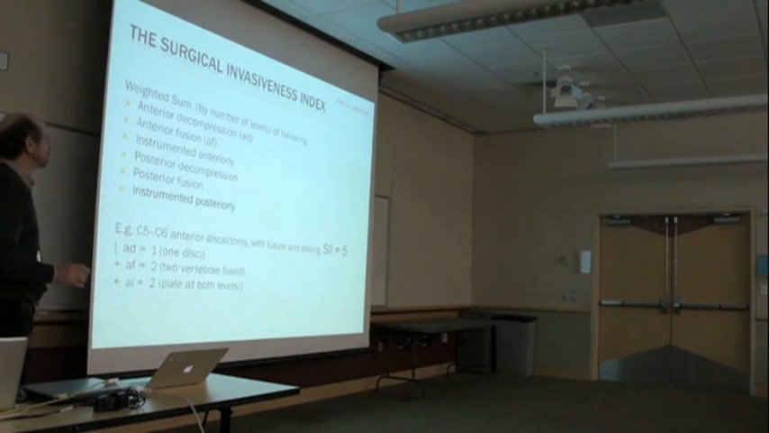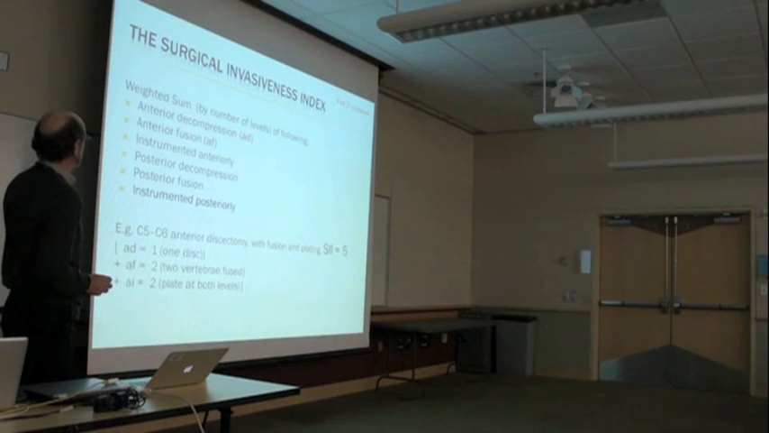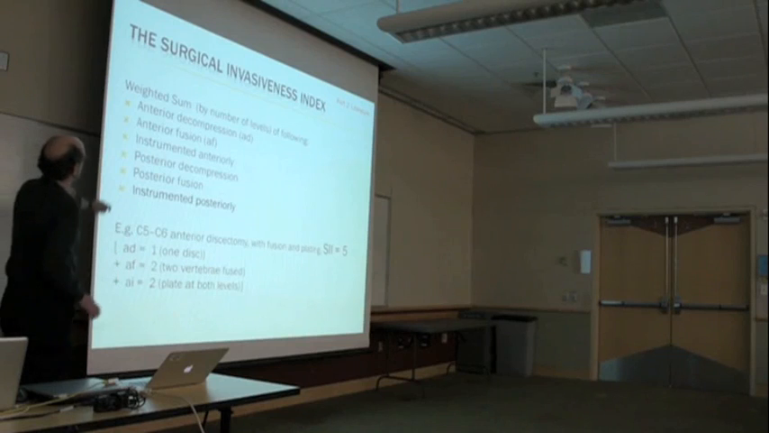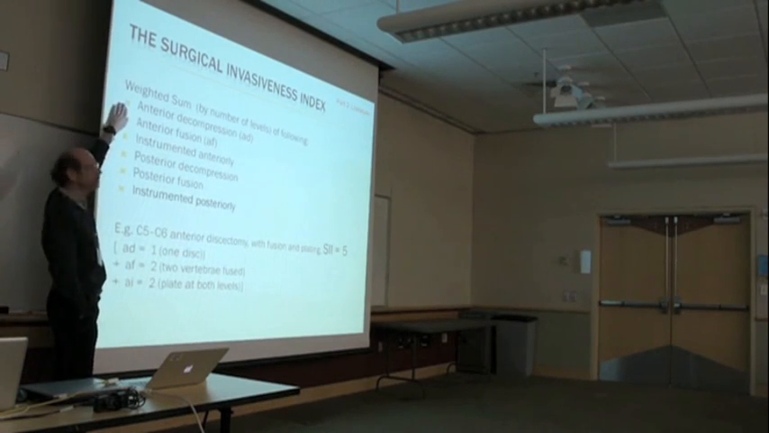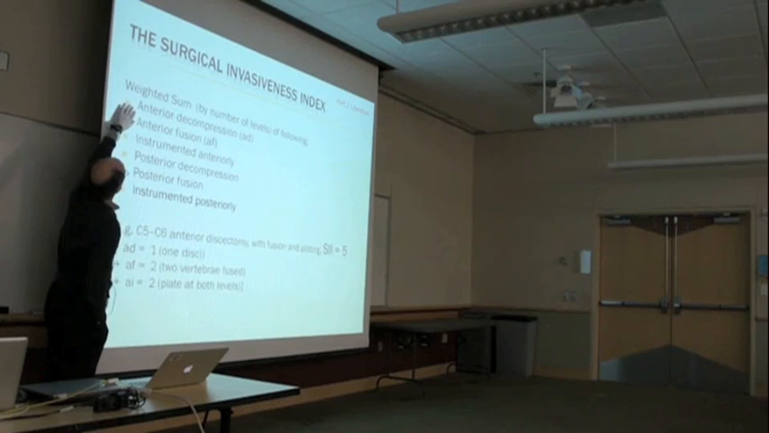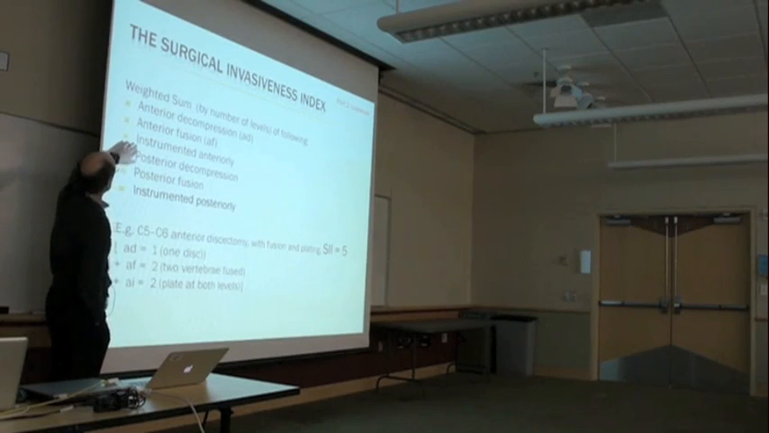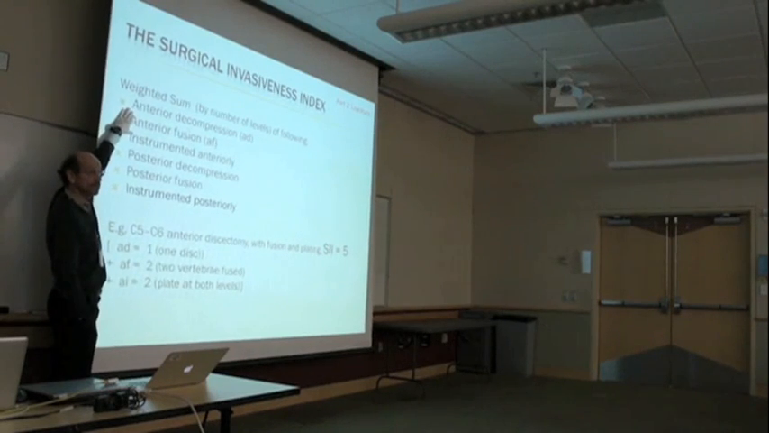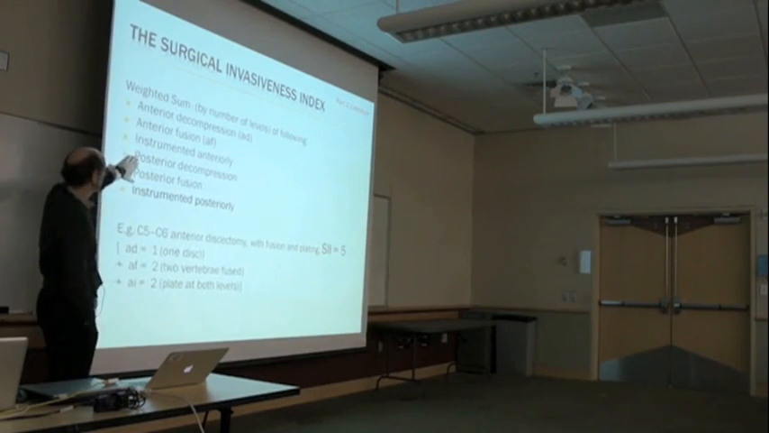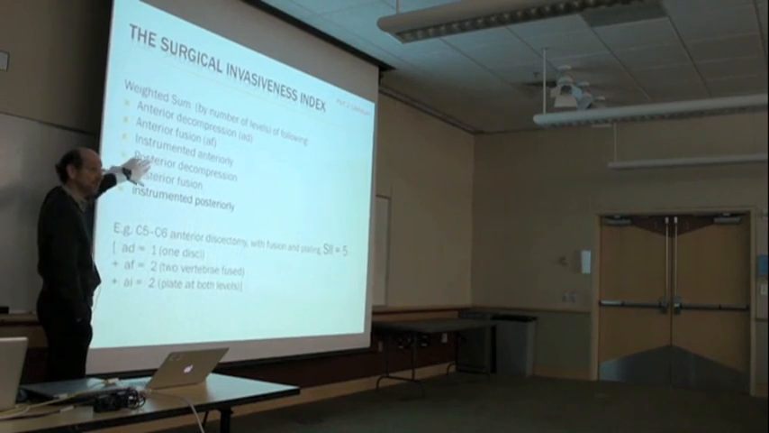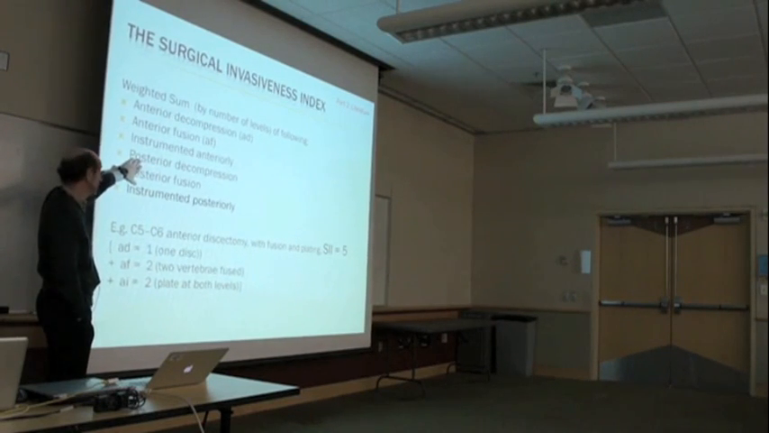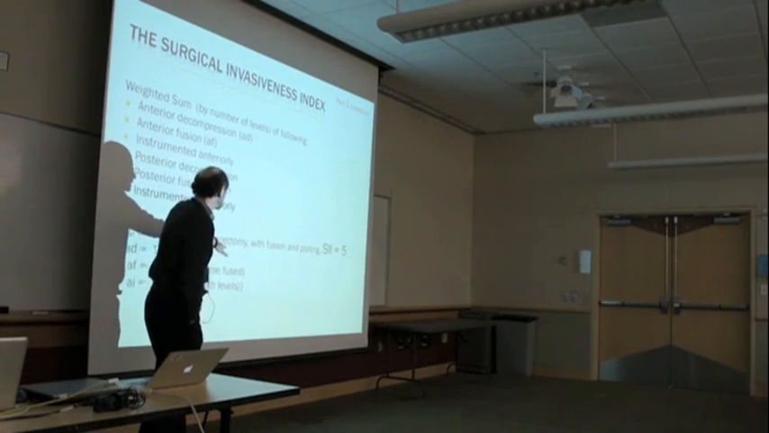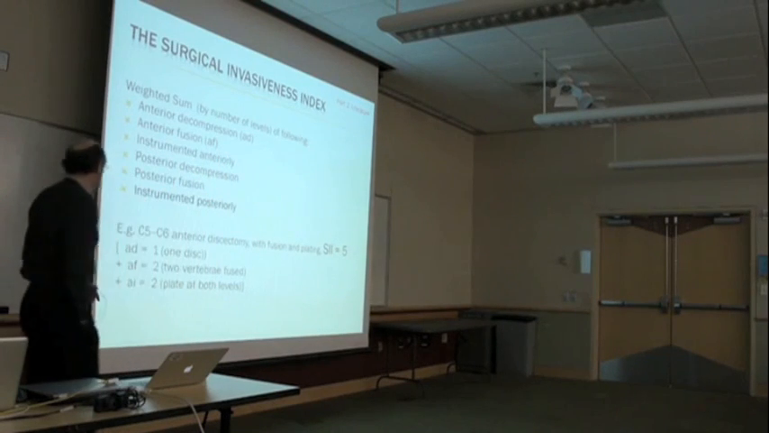One of the key tools used was the surgical invasiveness index, and this is a weighted sum of the complexity of the procedure. So the weighting is the number of levels at which anterior decompression, anterior fusion, and anterior instrumentation was done. So if you did each one of those at 2 levels, you'd get 6 points. And then similarly for posteriorly, if you did each one of those at 2 levels, you get another 6 points, and you get a score of 12. For example, a C5, C6 anterior discectomy with fusion and plating would be 5.